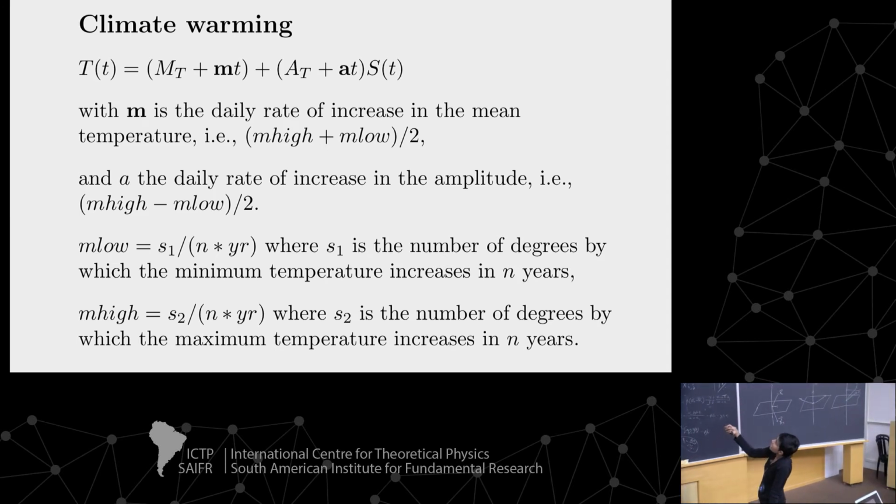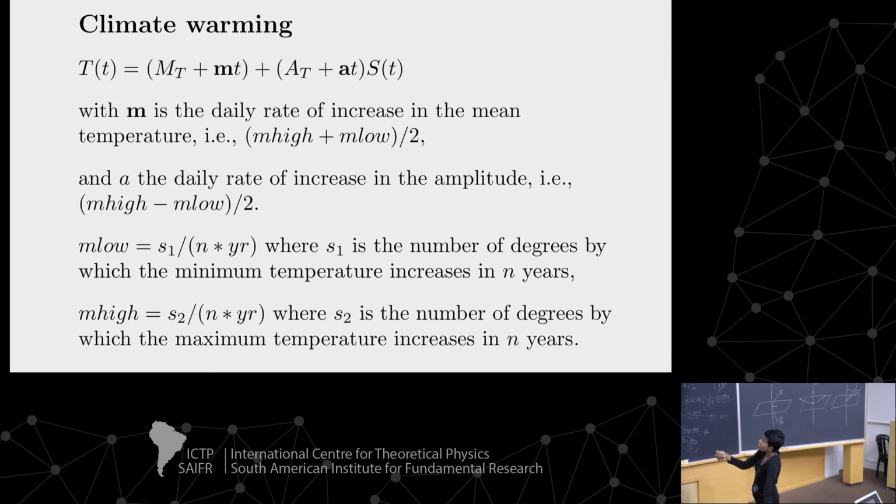So m is the daily rate of increase in the mean temperature, which is given by this quantity, which I'll explain in a second, and a is the daily rate of increase in the amplitude, which is given by that quantity, which is exactly what we had before, except it's not T min and T max as in the seasonal regime, but the new minimum and the new maximum that's changing every day. Even by some small amount, warming means those things are changing every day. And we use daily rates because that's how we frame the model. We look at these organisms on a per day basis.